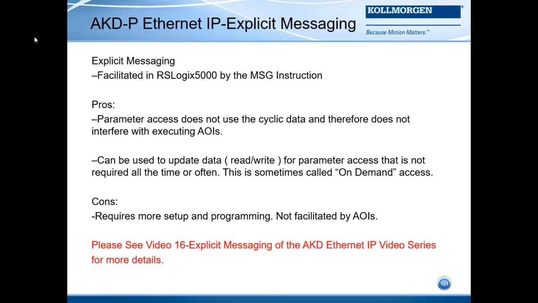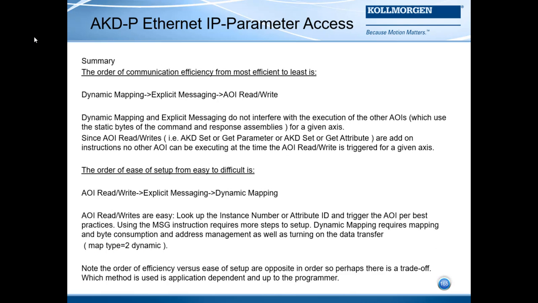The cons is that it requires more setup and programming and is not facilitated by add-on instructions. Please see video 16, Explicit Messaging, of the AKD Ethernet IP video series for more details. In summary, for parameter access over Ethernet IP, the order of communication efficiency from most efficient to least is dynamic mapping, explicit messaging, and add-on instruction read or writes. Dynamic mapping and explicit messaging do not interfere with the execution of the other add-on instructions, which use the static bytes of the command and response assemblies for a given axis.